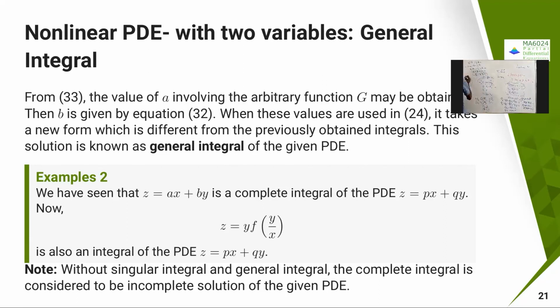So for the singular integral, these two. For the general integral, you have to solve pi equal to 0, b equal to psi of a, and pi a plus pi b psi dash a equal to 0. If you solve this, then you are going to get that. So let us see one problem.